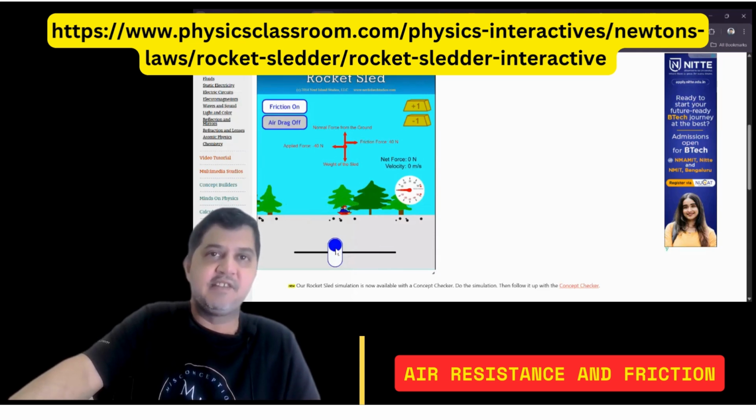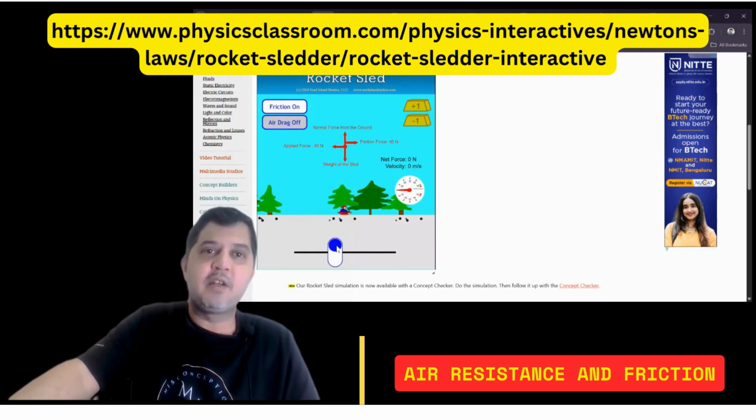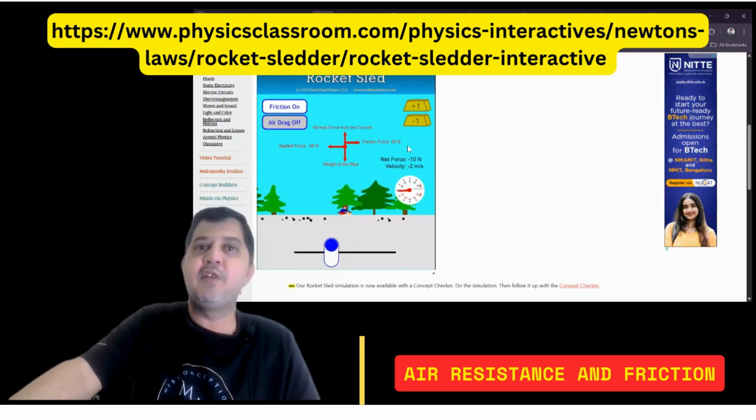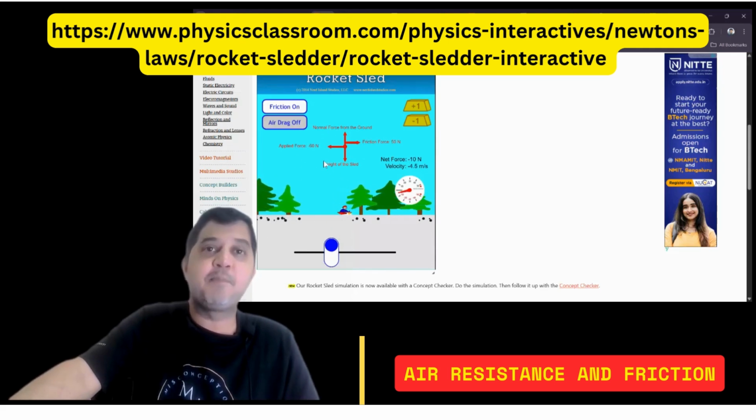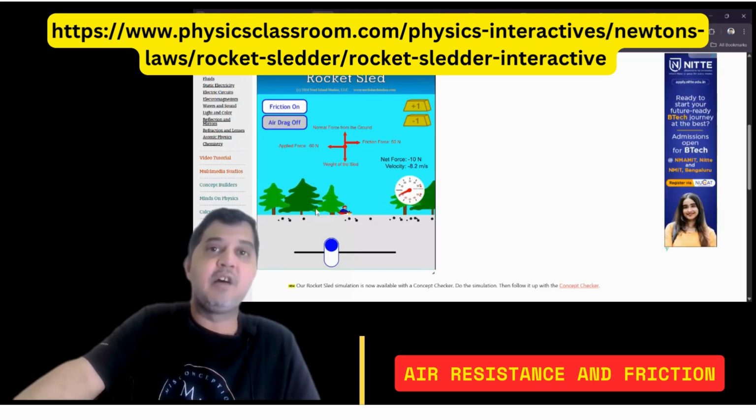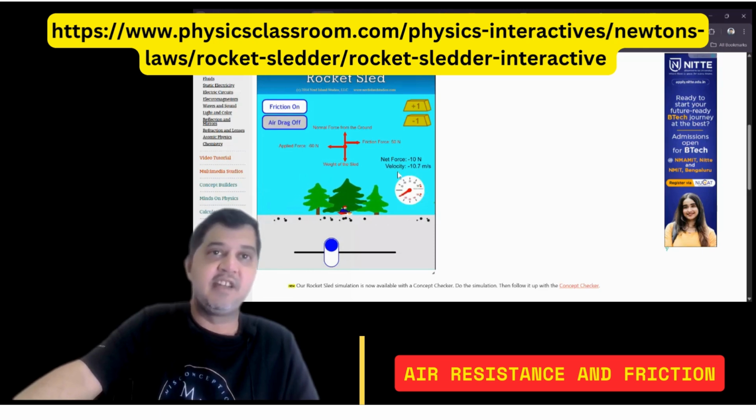Now let me increase this. See, applied force is minus 40 Newton because it's in this direction. Frictional force is also 40 Newton. Let me increase it a little bit. Minus 60 Newton, frictional force 50 Newton. Earlier also you saw frictional force only 50. Now what is the excess? It is nothing but minus 10 Newton. That means there's still a force of minus 10 Newton, and as a result the object's velocity is increasing in the negative direction. You see, the velocity is increasing in the negative direction.